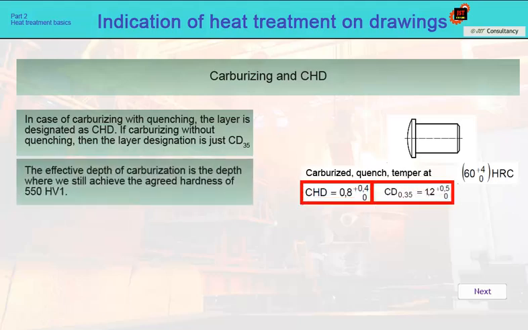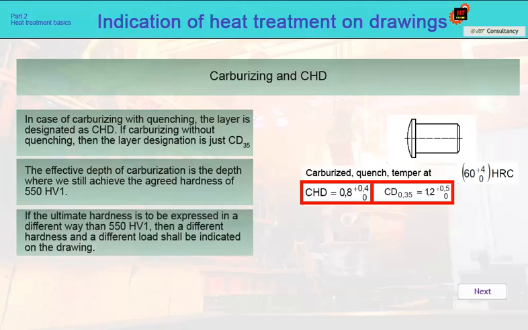The effective carburizing depth is the depth where we still achieve the agreed hardness of 550 Vickers units, measured by the HV1 method. In this case, the effective depth is not given and is marked with CHD without any further marking. If the ultimate hardness is to be expressed differently than 550 HV1, then a different hardness and load are indicated in the drawing. For example, by the designation CHD 600 HV3 with a carburizing depth of 0.5 millimeter, we mean that at the required depth of 0.5 millimeter, there will still be a hardness of at least 600 HV3.